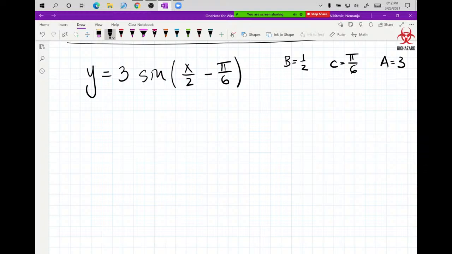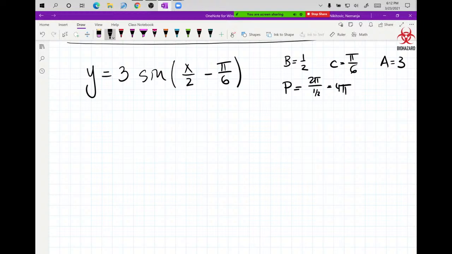Now calculate the period immediately. It's going to be 2 pi divided by 1/2, which is 4 pi. So now we actually have a stretch over here. It's double the stretch, because the new period is 4 pi. So I already used b to calculate the new period.